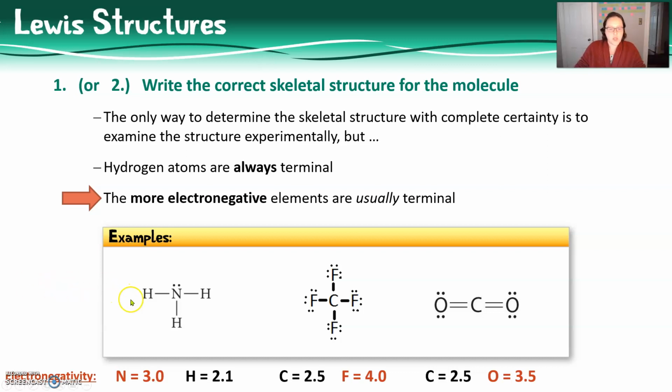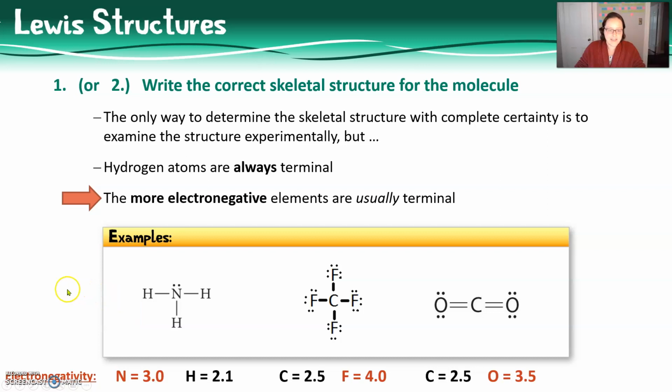For the molecules below, this method works well for determining carbon as the central atom in CF4 and CO2, since it has a lower electronegativity than fluorine and oxygen. However, for NH3, even though nitrogen is more electronegative than hydrogen, nitrogen has to be the central atom because hydrogen is always terminal. So, while this method fails when there are hydrogens in the molecule, you can still use electronegativity to accurately predict the central atom in Lewis structures.